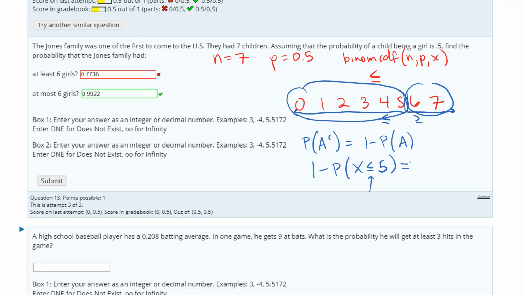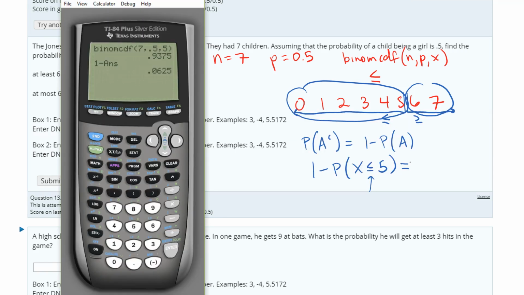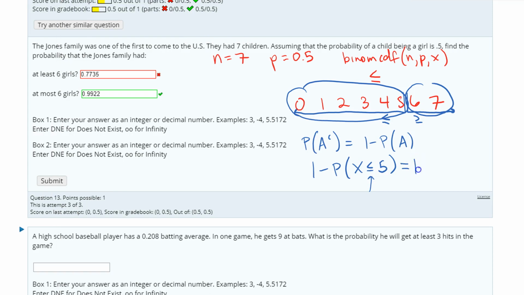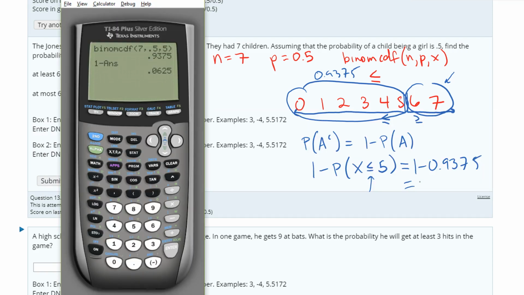So if you're thinking about it in terms of how to show this, this is 1 minus 0.9375. If this probability here is 0.9375, then its complement, which is what we're looking for, is what we got as our answer, 0.0625.